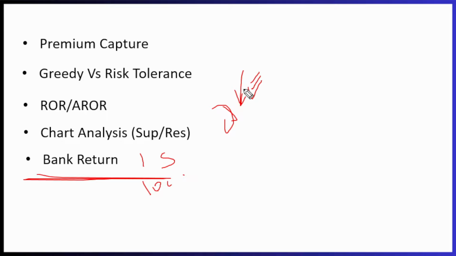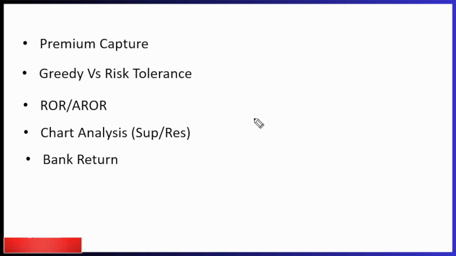Okay, for the same DTE, we're gonna compare how much we will get if we just put the money in the bank and collect some passive income with fixed income, okay?